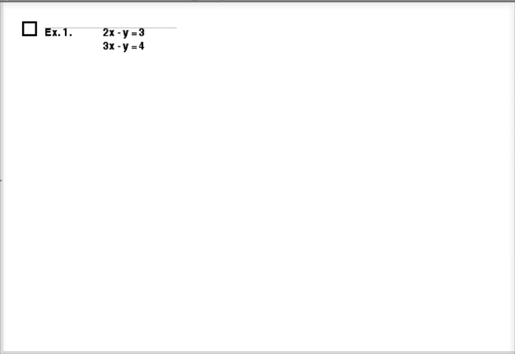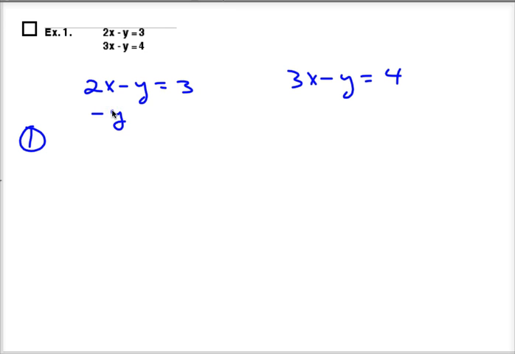Okay, so a couple examples. Again, I would split these up into 2 columns and get a letter alone. Here I would get one of the y's alone because they both have a coefficient of negative 1. I'll start on the left on this one, get this y alone. If I get this y alone, it'd be negative y equals negative 2x plus 3. So y equals 2x minus 3.